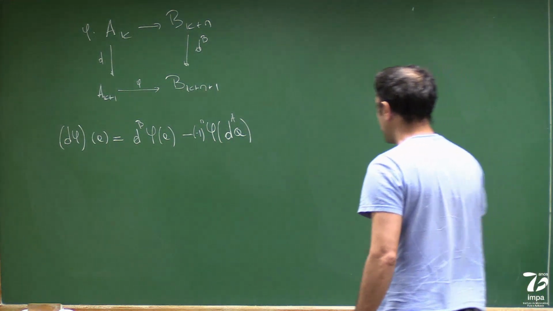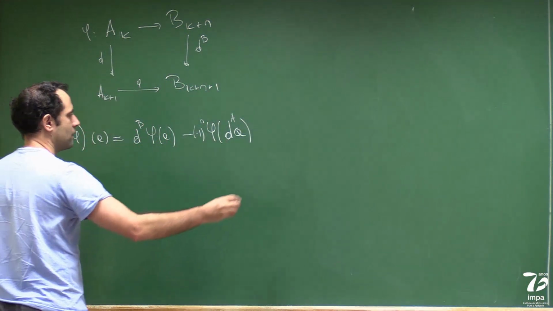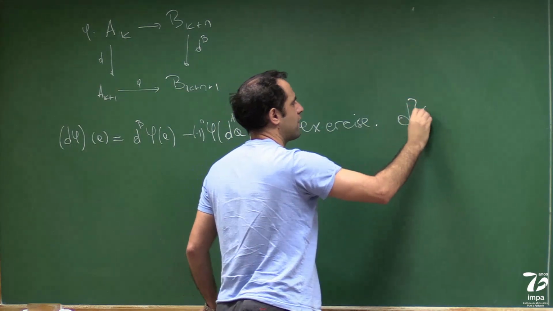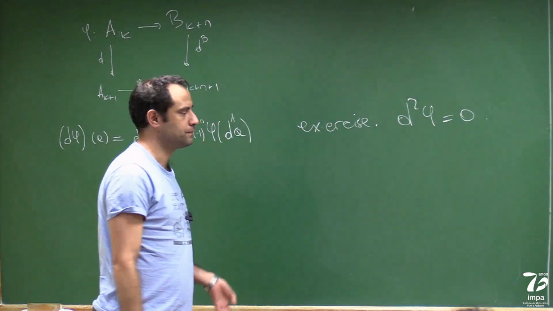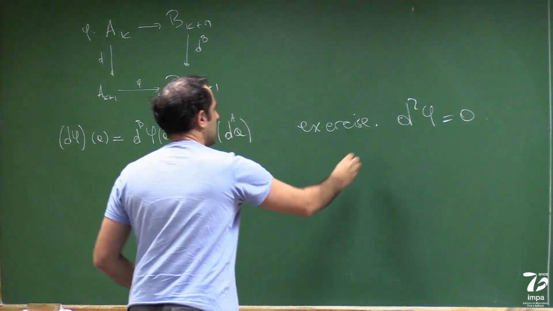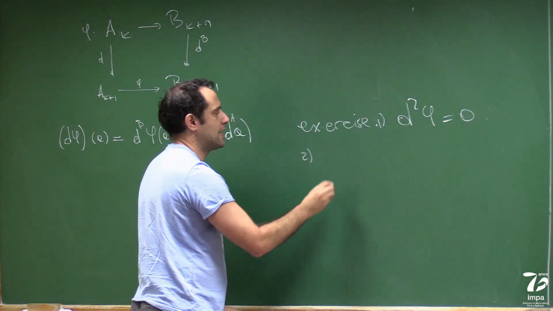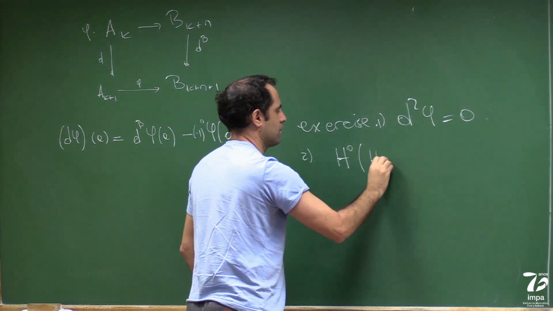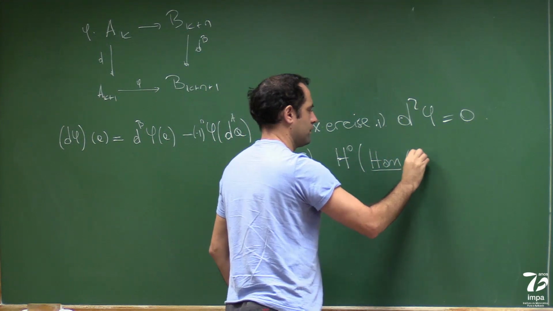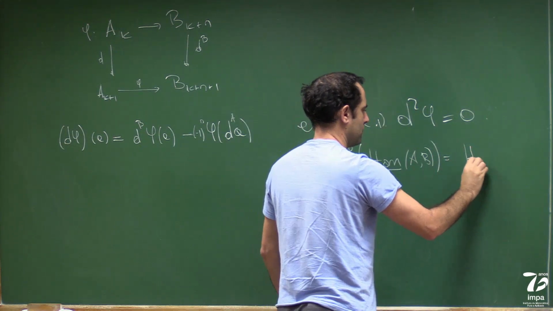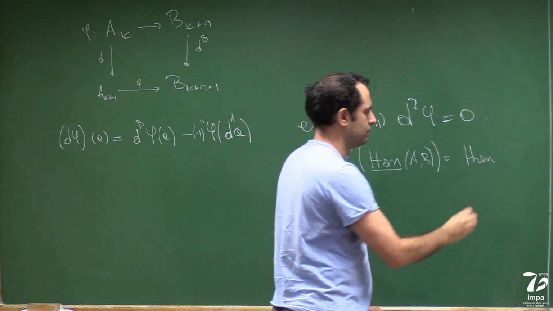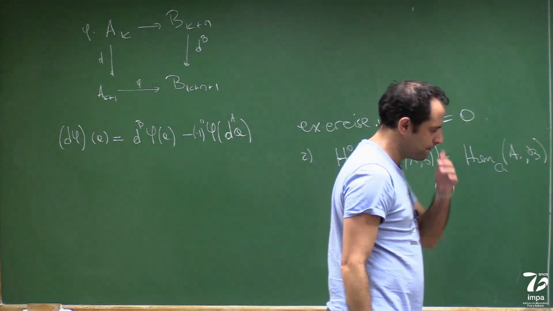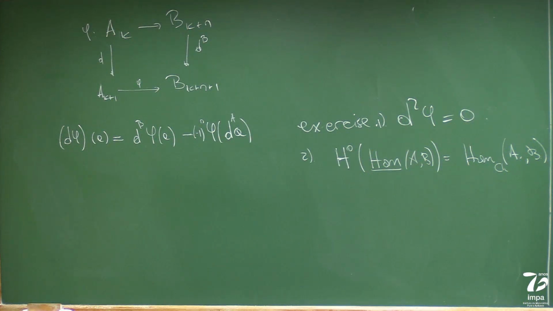So exercise, check that this is a complex. It's just trivial. It's just d squared phi is equal to 0. So it is a complex. And the second is that the homology of that complex in degree 0 is my Hom. Okay.